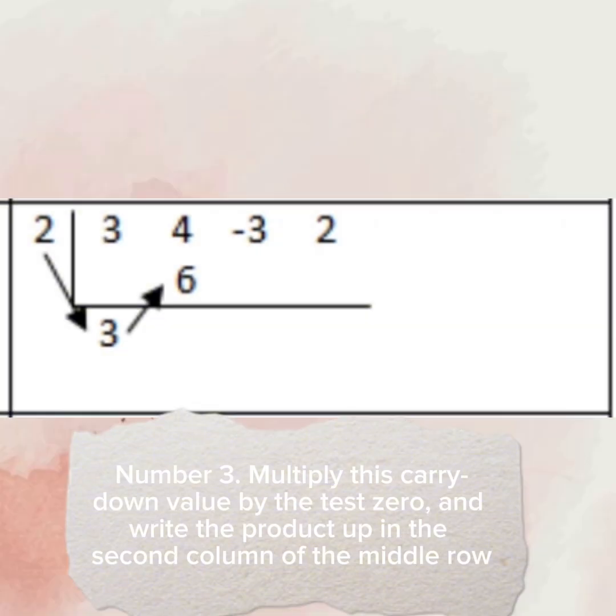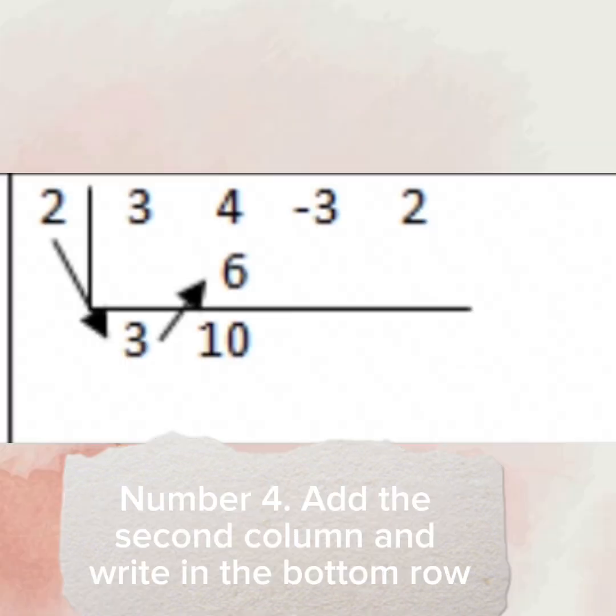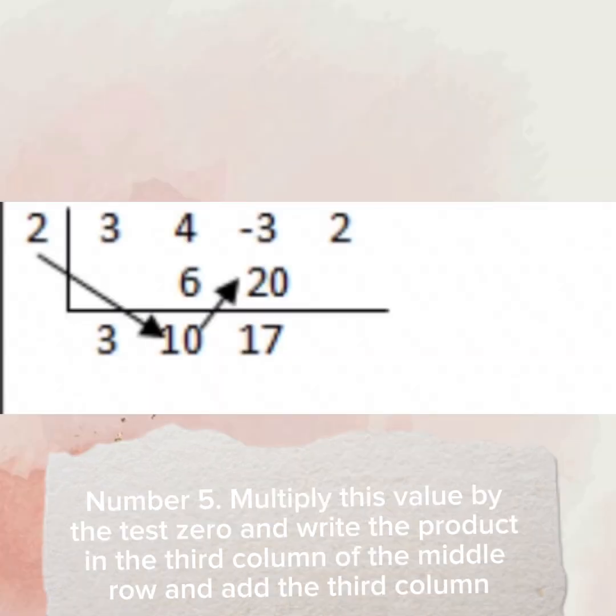Number 3. Multiply this carry-down value by the test 0 and write the product up in the second column of the middle row. Number 4. Add the second column and write the result in the bottom row. Number 5. Multiply this value by the test 0 and write the product in the third column of the middle row and add the third column.